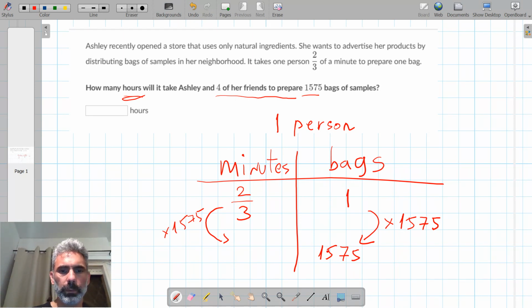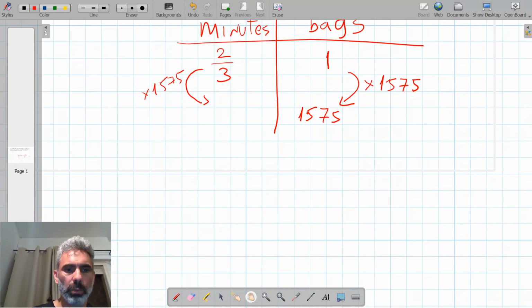Okay, so it's a long road. So first, let's see how many minutes it takes to make 1,575 bags. So 2/3 of a minute times 1,575 divided by 1.